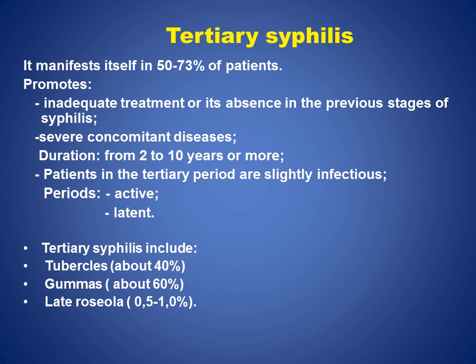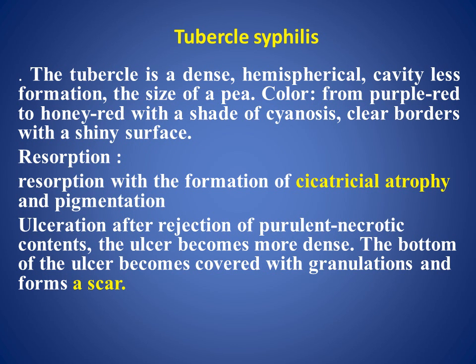Tertiary syphilis includes the following types of rashes: tubercles, about 40%, gummas, about 60%, and lastly late roseola, 1%. Tubercular syphilis. The tubercle is a dense, hemispherical, cavityless formation, the size of a pea, color from purple red to honey red with a shade of cyanosis, with clear borders and a shiny surface.